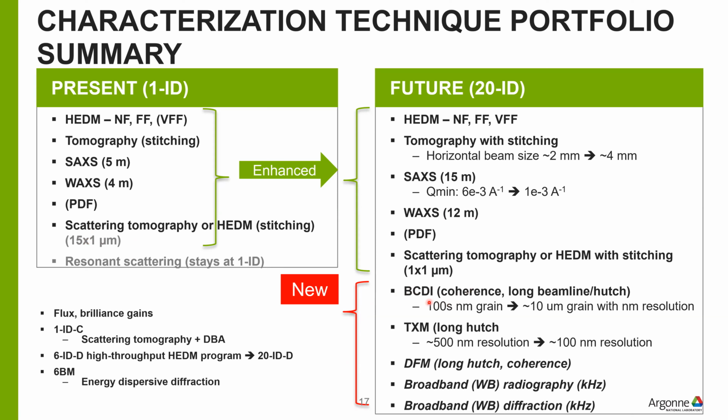Of course, there are some new exciting developments that will give us further zoom in techniques, such as BCDI, where we'll be able to interrogate about 10 micron grains instead of currently being limited to hundreds of nanometer grains. And then we're going to be deploying TXM techniques, where we can currently attain about 500 nanometer resolution, down to hundreds of nanometer resolution. And of course, with the increased number of photons that we deliver, we'll be able to do these rapid measurements a lot faster.